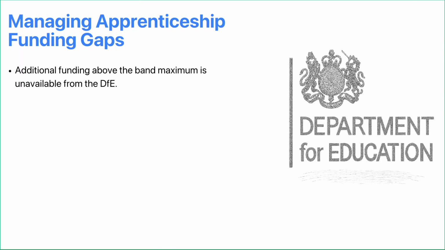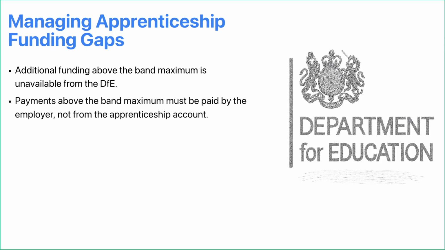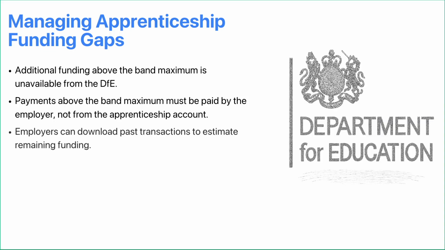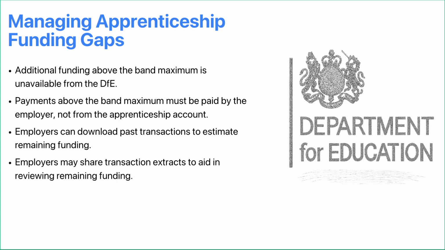It's important to understand that additional funding above the funding band maximum will not be made available from the DfE. Any payment required above the band maximum should be paid directly to you by the employer and cannot be funded from their apprenticeship service account. To help you understand roughly how much funding is left, the employer can download previous transactions from their apprenticeship service account to see what other providers have claimed. If they're happy to, the employer can share an extract of this transaction download with you to inform your funding remaining review.